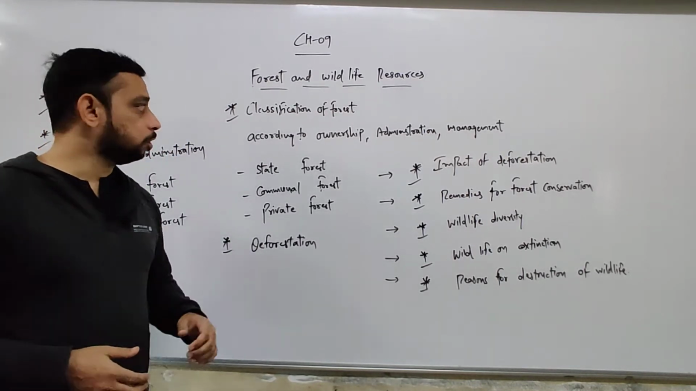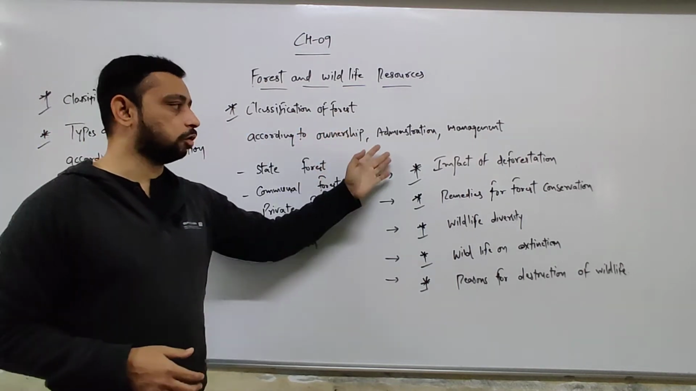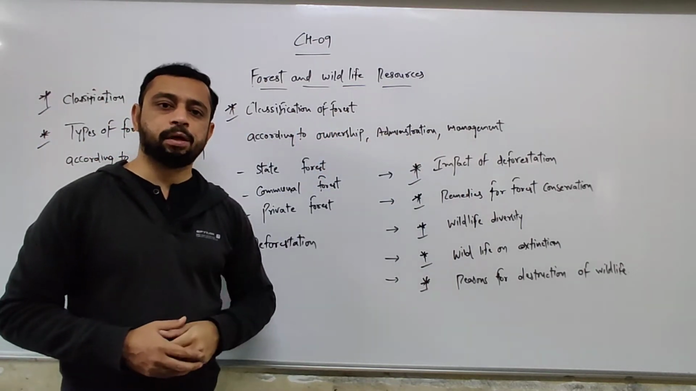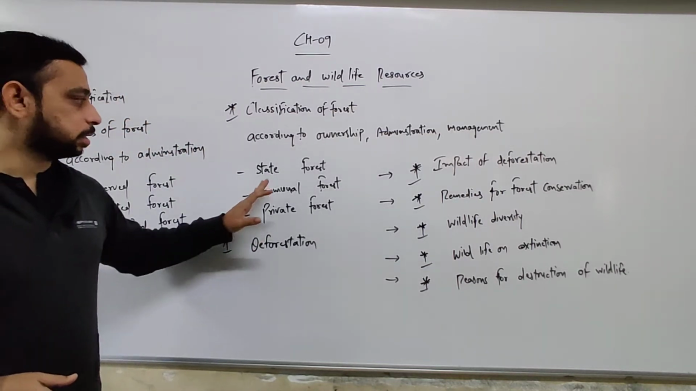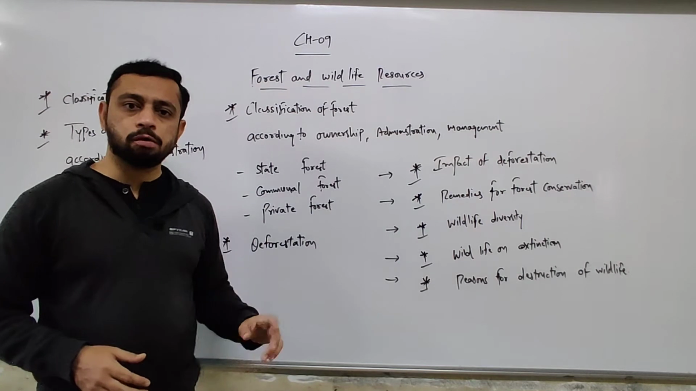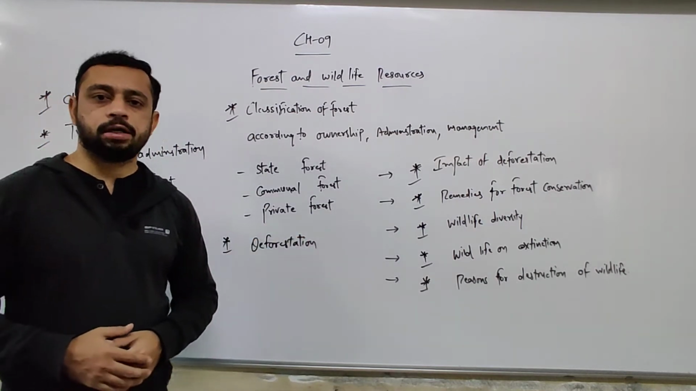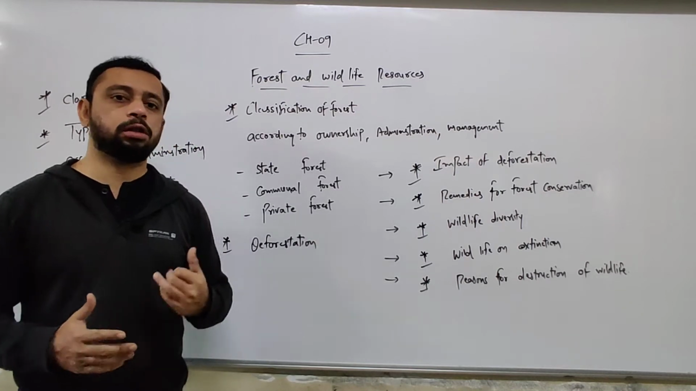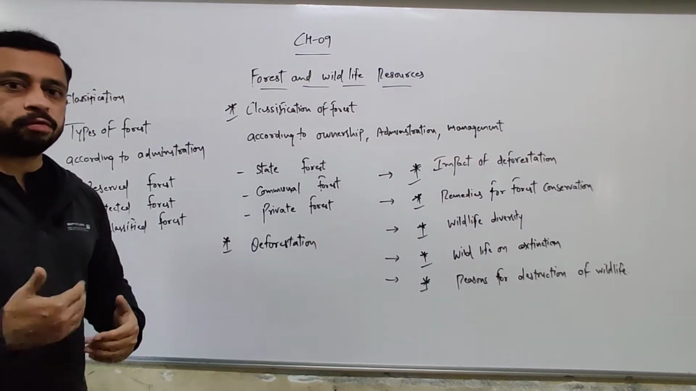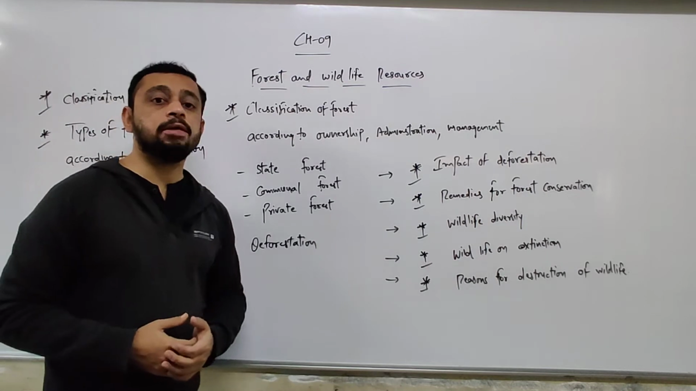Then again we saw a new topic, that is classification of forest according to ownership, administration and management, right? Again it includes 3 points, that is state forest, second is communal forest, and the third one is private forest, right? We even discussed in detail what these are, all the 3 different points. Then we went to the new topic, that is deforestation, right?